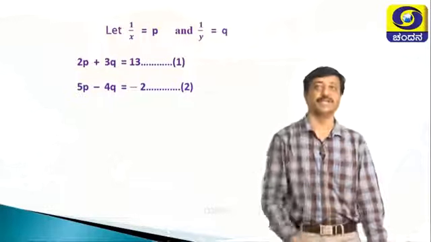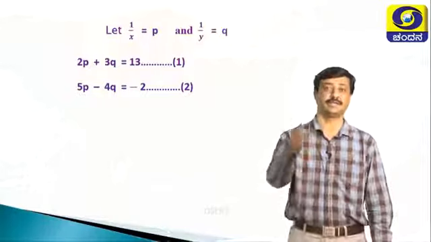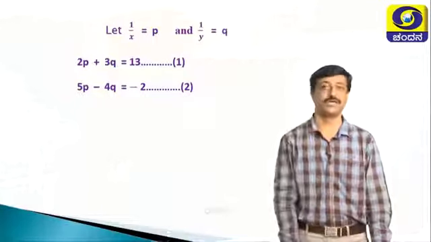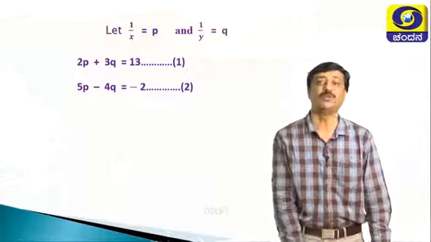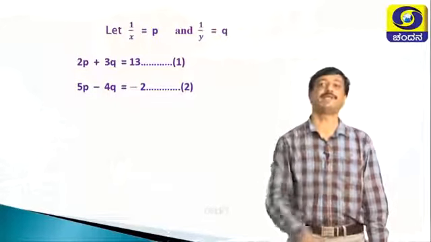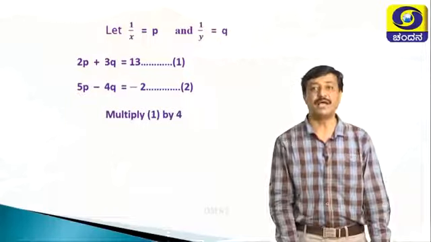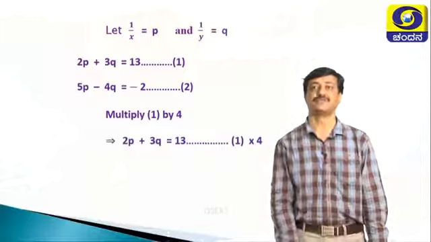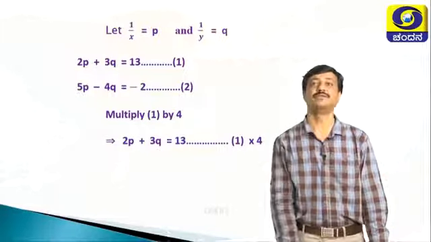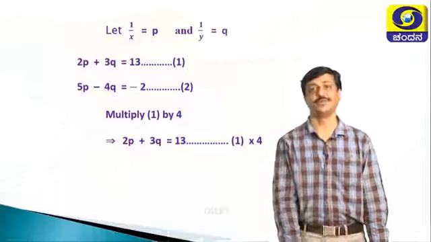Now we are going to equate the coefficients. Just compare the coefficients of either p or q. Here the coefficients are not equal. Let us make them equal. How is it possible? Just by multiplying with each other. I will multiply equation 1 by 4 and equation 2 by 3, then both the coefficients of q become equal.